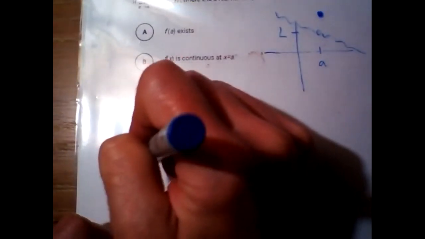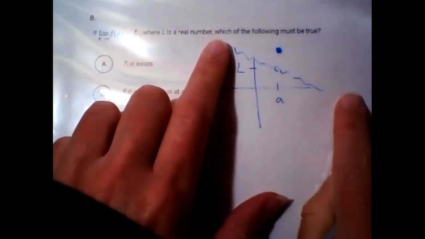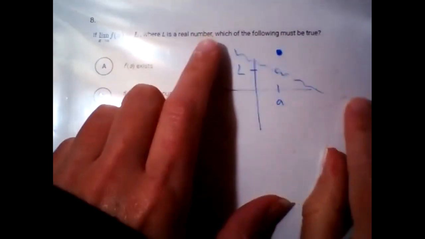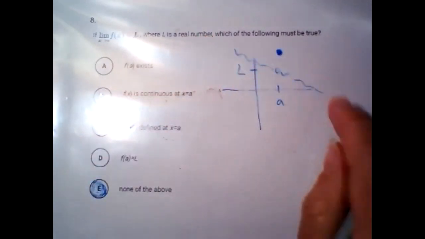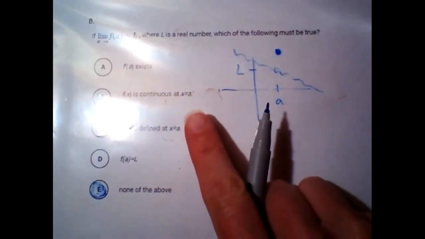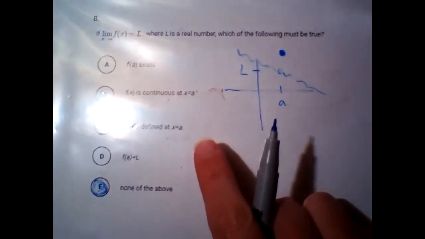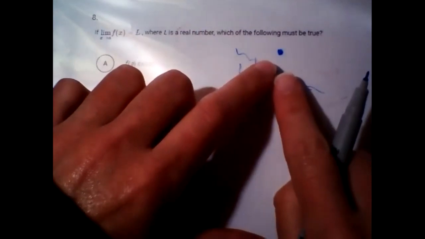A limit doesn't really guarantee you anything except behavior. Just both of the sides are approaching the same place. That's the only thing it guarantees you. It doesn't tell you that there's a point or that you're continuous or anything else, just that both sides come to the same place.